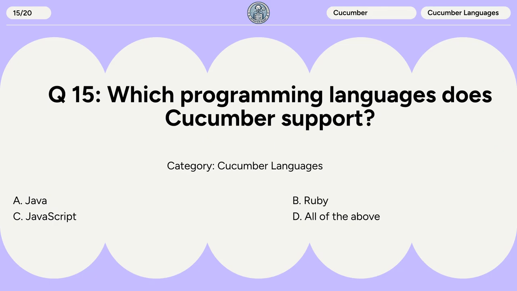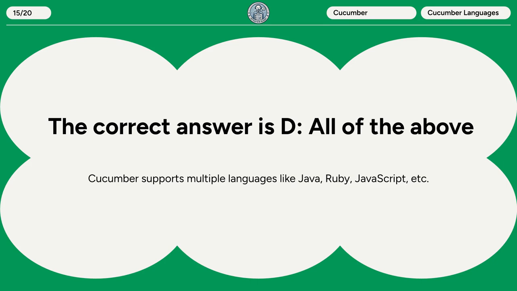Question 15. Which programming languages does Cucumber support? A. Java. B. Ruby. C. JavaScript. D. All of the above. The correct answer is D. All of the above. Cucumber supports multiple languages like Java, Ruby, JavaScript, etc.